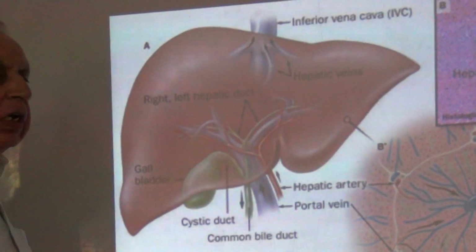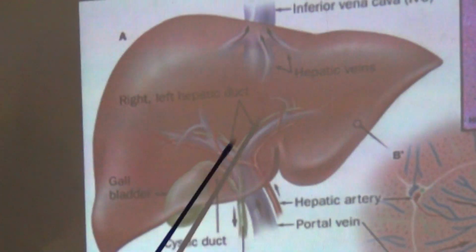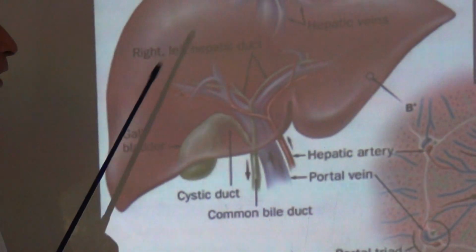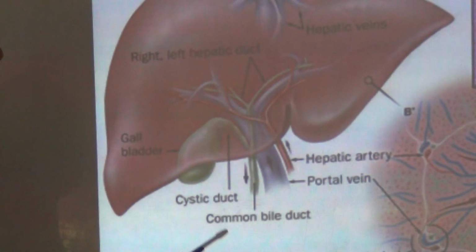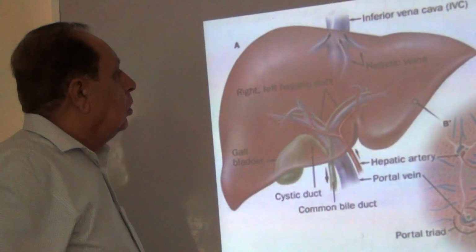These lobes are joined together. The right lobe is larger than the left one, and the left lobe extends up to the central portion of the abdomen, called the epigastric region. Now it has two lobes.